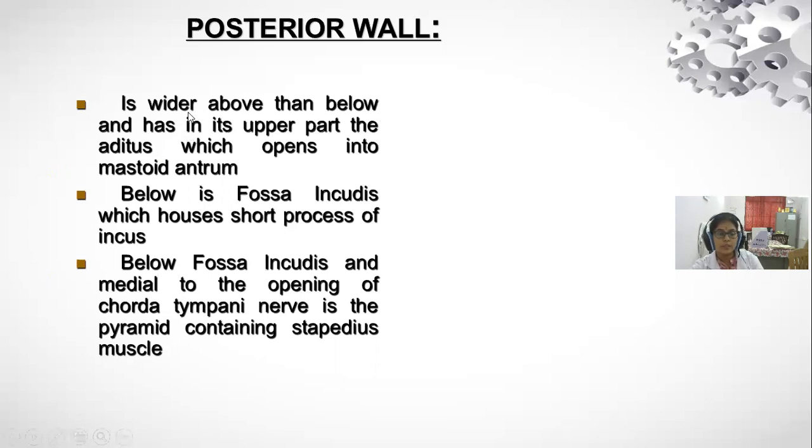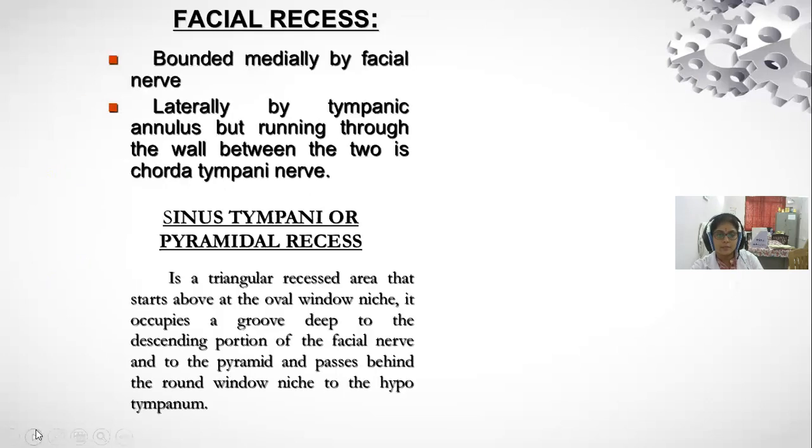The posterior wall is wider above than below, and it has in its upper part the aditus, which opens into the mastoid antrum. Below is the fossa incudis, which houses the short process of the incus. Below the fossa incudis and medial to the opening of the chorda tympani nerve is the pyramid containing the stapedius muscle. Coming to the facial recess in the posterior wall, this is bounded medially by the facial nerve, laterally by the tympanic annulus, but running through the wall between the two is the chorda tympani.